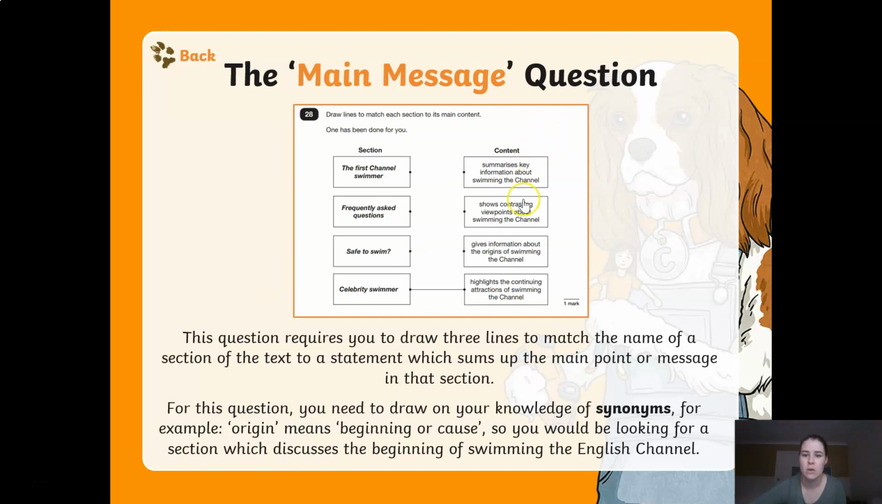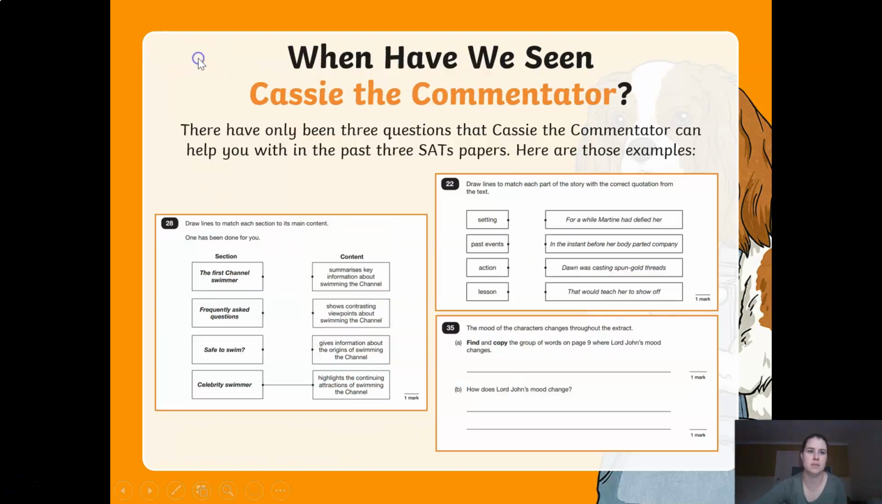So here, when it says looking at the origin, where is it? So we've got a summary, we've got contrasting points, giving information about the origins. So you know, if we look at the origin of something, it's the start of something. So we know it's going to be one of those beginning paragraphs that discusses something. So that's really important to have that synonym knowledge there to be able to help you.